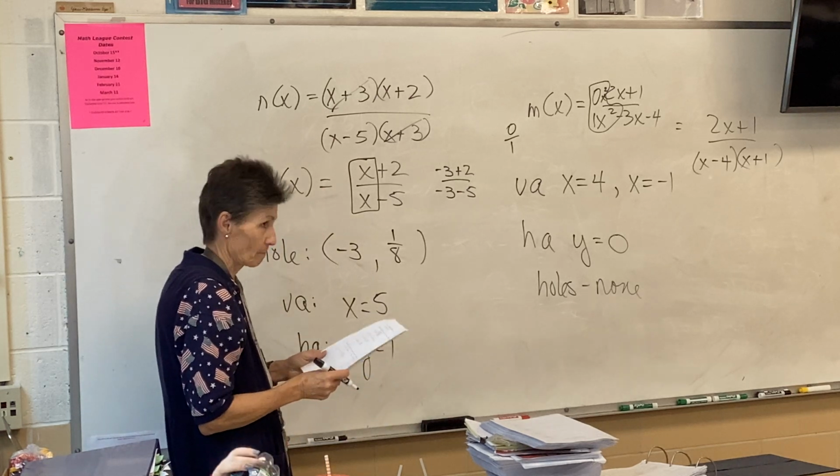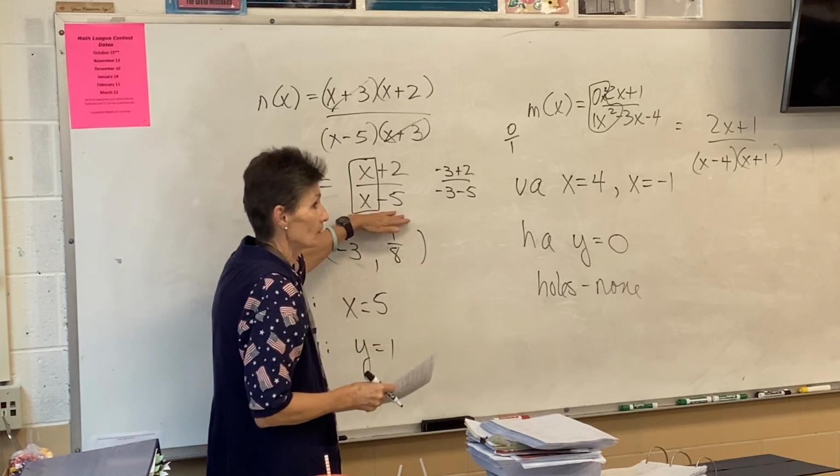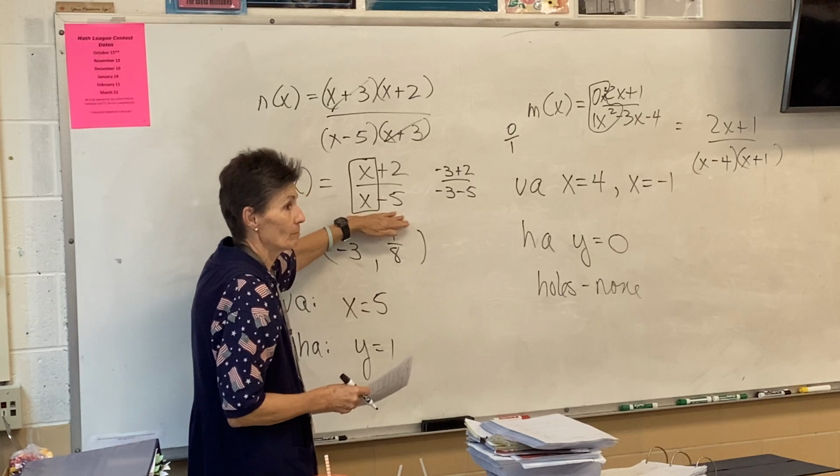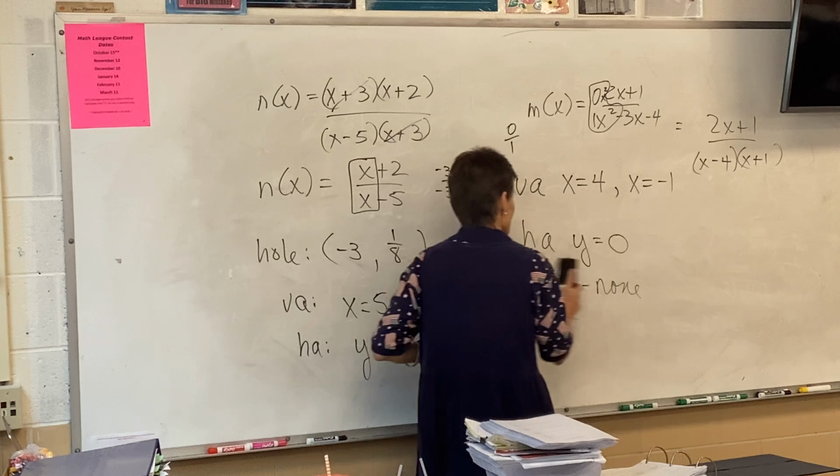Right? I just get 5. What makes the bottom 0? 5. Oh. 5 minus 5. It's the opposite of your denominator.